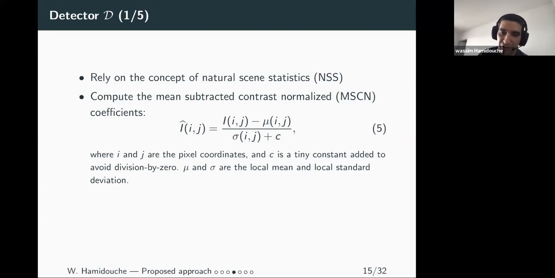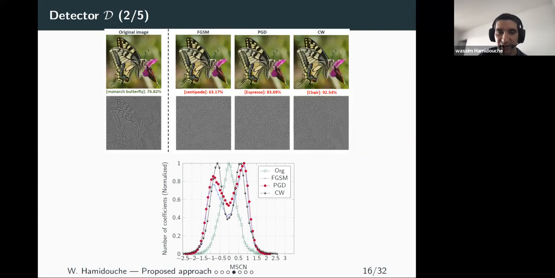And why this is very important for detection of adversarial examples, we can see in this example. Here in the first row, the first one is the clean image, and then we have three images attacked with three different attacks, FGSM, PGD, and CW. In the second row, we can see the MSCN coefficients. As we can see, when we add the attack, we alter these MSCN coefficients, because for natural images we can still see some details about this butterfly that we don't have anymore when we add the perturbation.